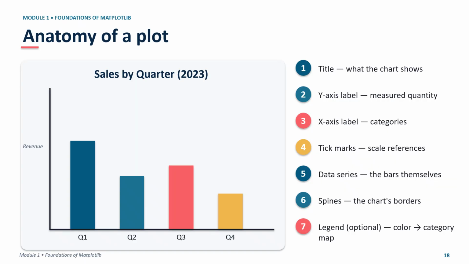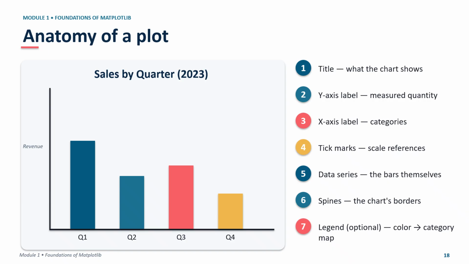Every well-designed chart has specific named components, and knowing these components is very important. So let us see them one by one. First is the title, the text at the top which describes what the chart shows. You can set it with ax.set_title().